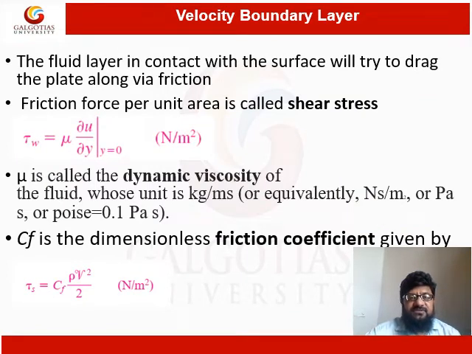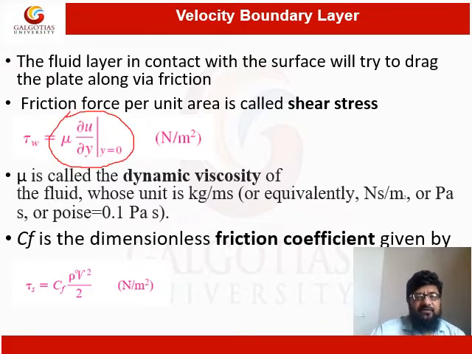Surface shear stress. Because of the relation between the shear force and velocity gradient, shear stress will act over the surface, which can be given by tau w is equal to mu del u by del y, where mu is the viscosity and del u by del y is the velocity gradient value at y equal to 0, that is at the surface. So if you know the velocity profile u in terms of the y coordinate, then we can calculate the shear stress acting on the surface.